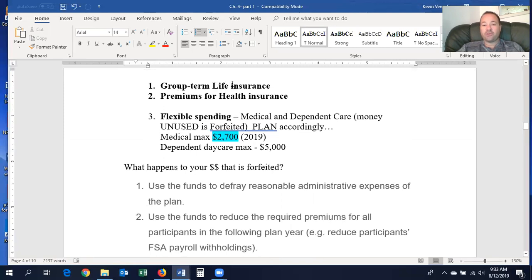So the group term life insurance, that is a big one. If you would happen to die, at least for a year or so, your spouse or your kids would have a little bit of money coming in. Health insurance premiums, if the employer pays on some of your health insurance, that's an extra freebie that you're getting, not being taxed on it.